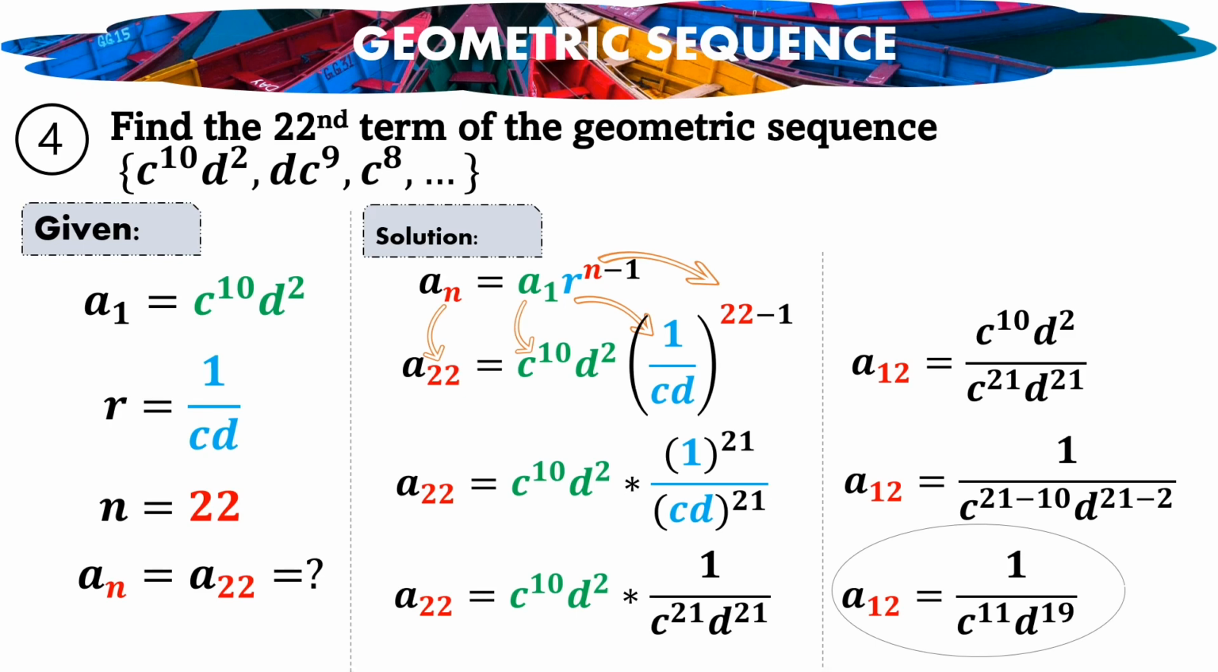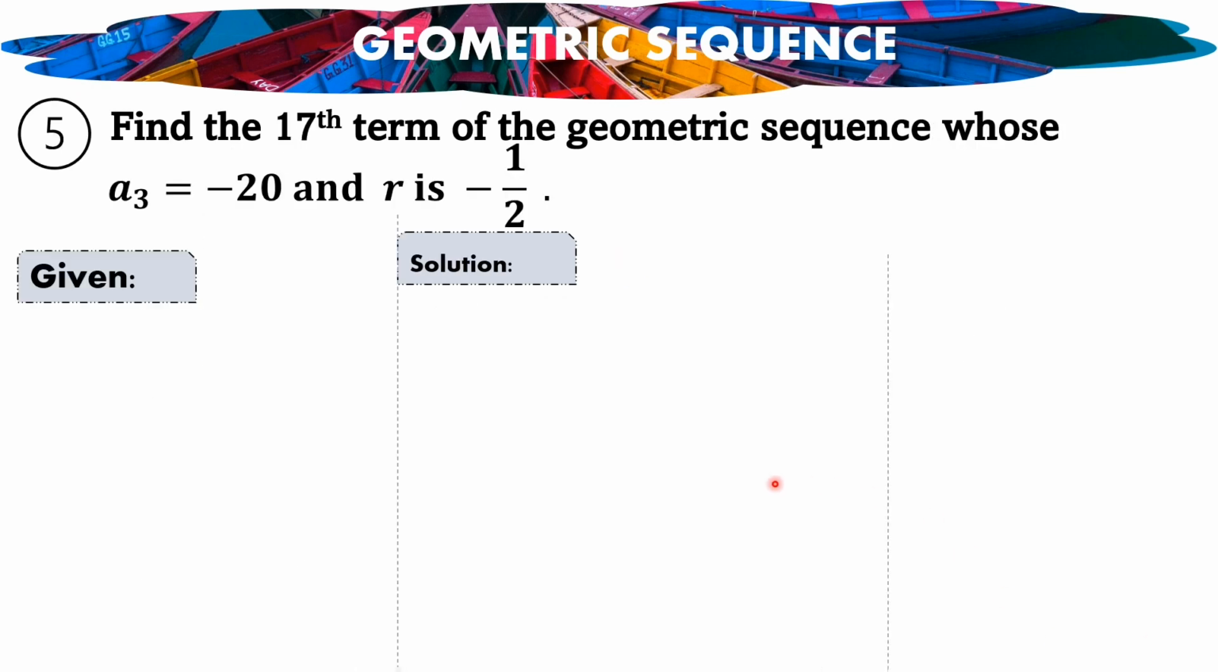Another example, number 5. Find the 17th term of the geometric sequence where a sub 3 equals negative 20 and r is negative 1/2. This time, the given is not the first term. So let us list down the given. A sub 3 is negative 20, r is negative 1/2, n is 17. What is a sub 17?